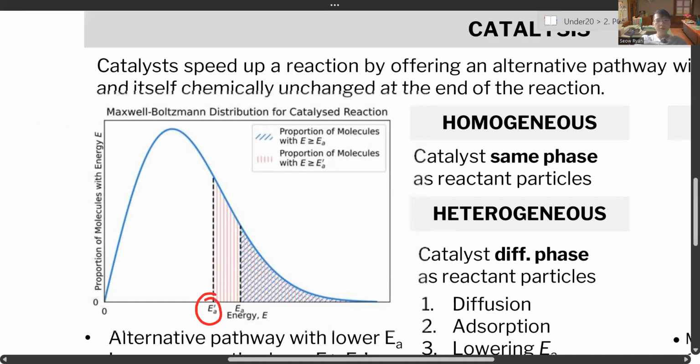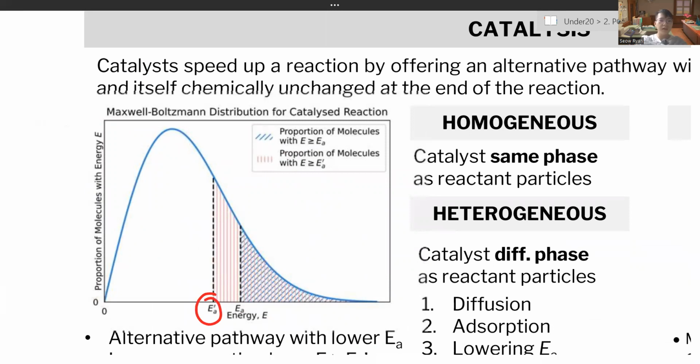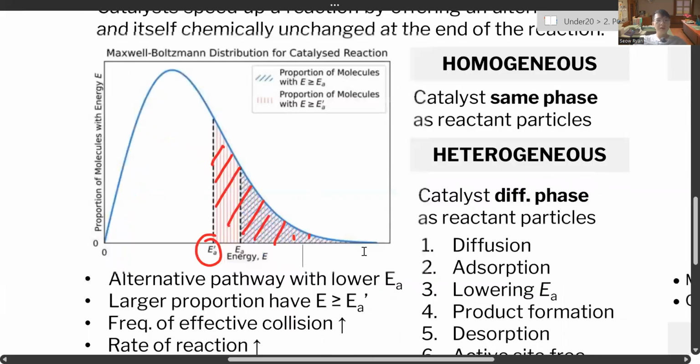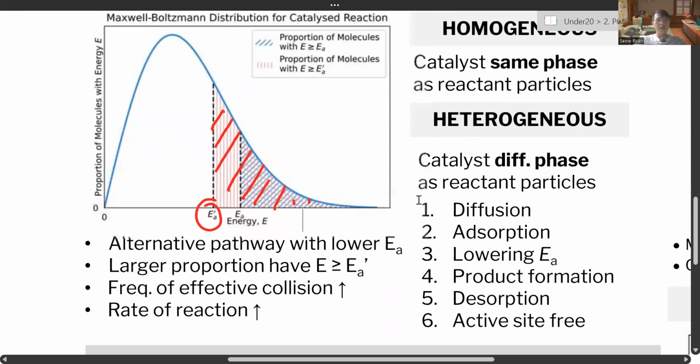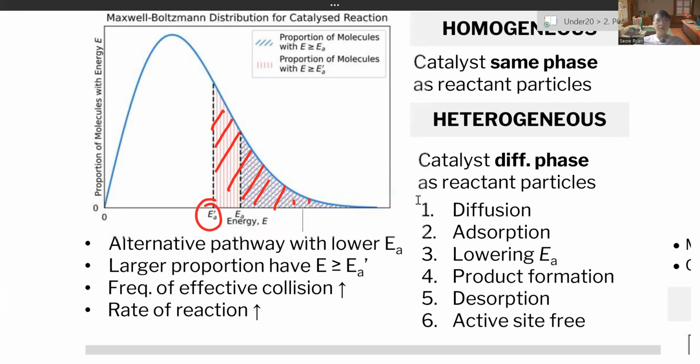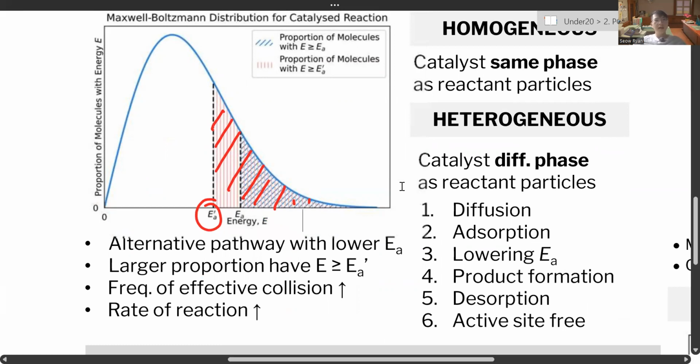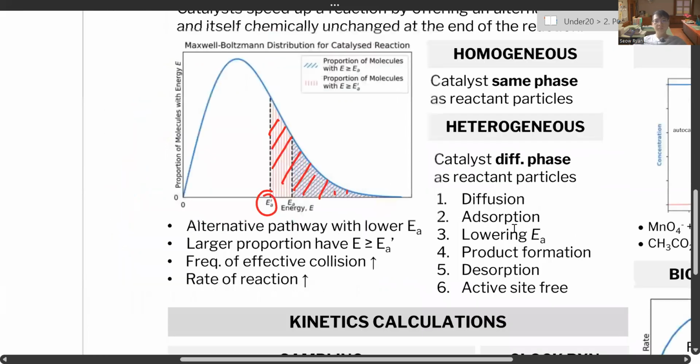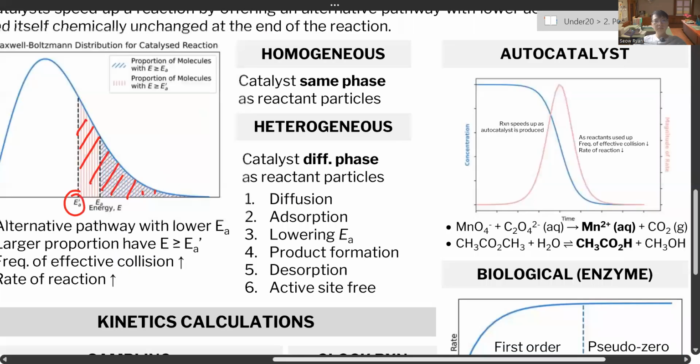If you take the area under the curve at a lower energy, for anything that has energy more than or equal to the activation energy, it will definitely be more, because you can see here that the area under the curve is greater now. Because of this alternative pathway with a lower activation energy, a greater proportion of molecules have energy greater than or equal to the new activation energy barrier. Therefore, the frequency of effective collisions increases, and the rate of the reaction also increases consequently. There are a few main types of catalysts.